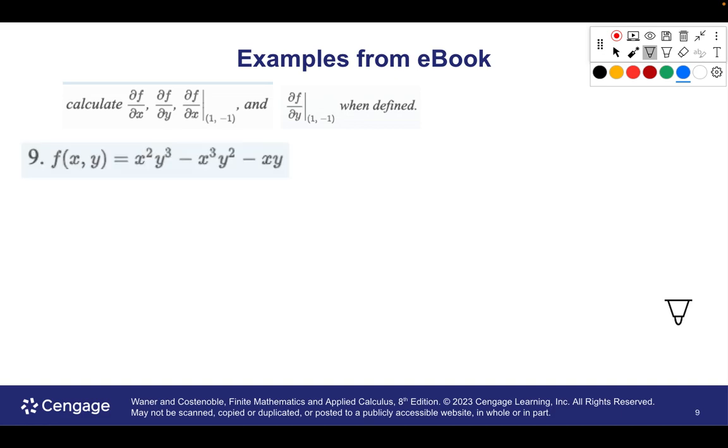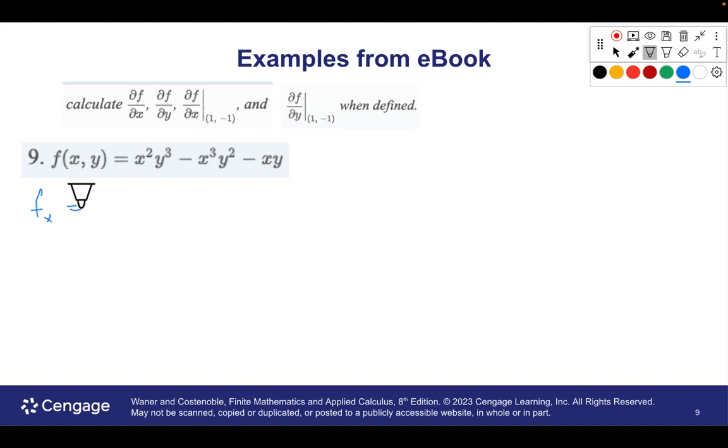So here's another one. Oh my goodness. All those variables, all those exponents, but not a big deal, right? It's really just the same thing we did. Each one has an x, y. So we'll walk through this one, getting a little bit more practice. Again, we're going to take the partial with respect to x. Y is a constant.